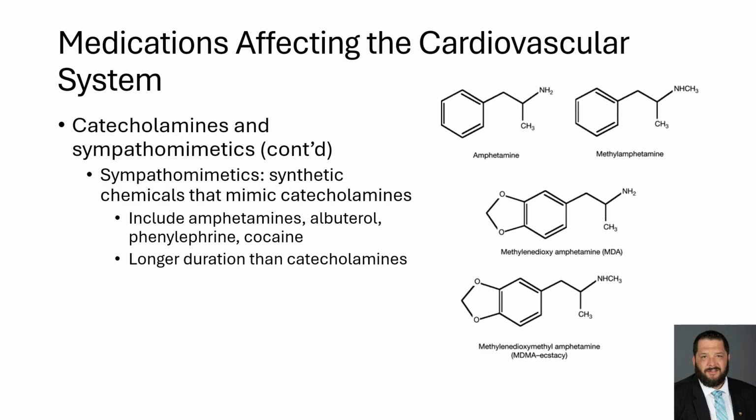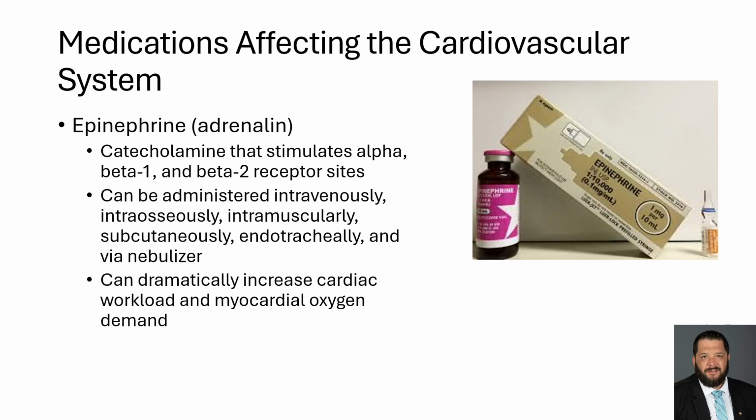Sympathomimetics are synthetic chemicals, again, that mimic those catecholamines. They include things like amphetamines, albuterol, phenylephrine, cocaine. And they have a much longer duration than the endogenous catecholamines themselves.